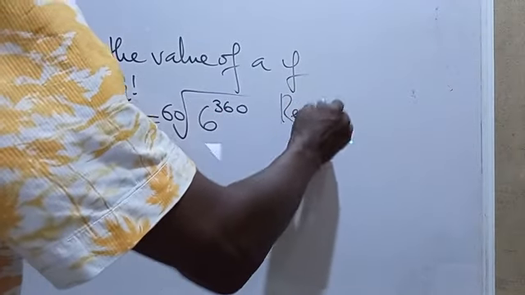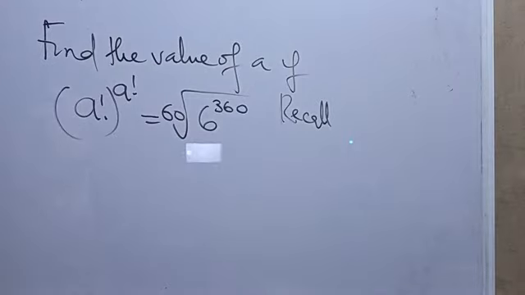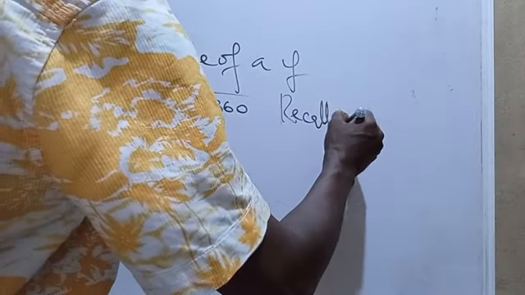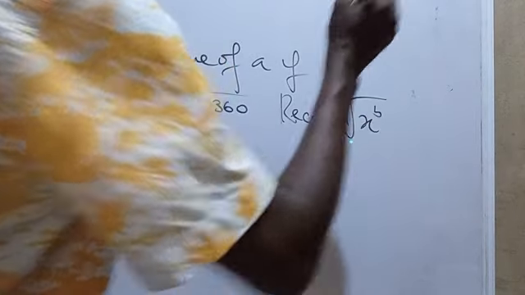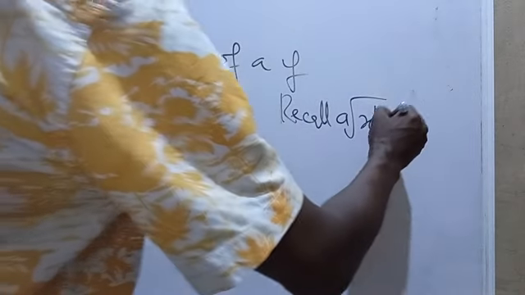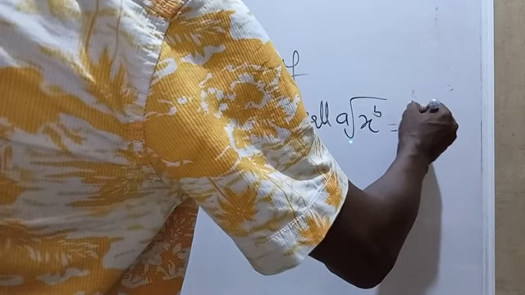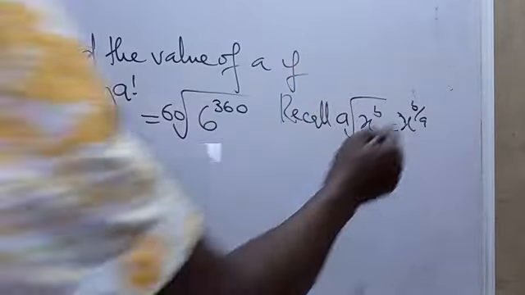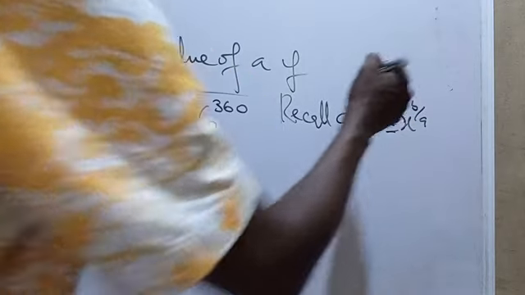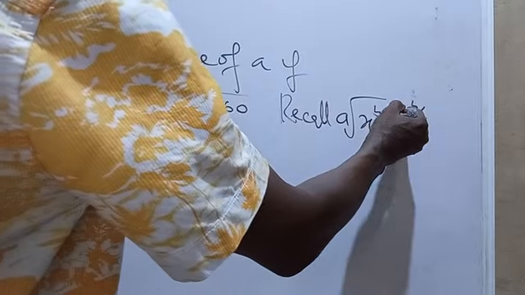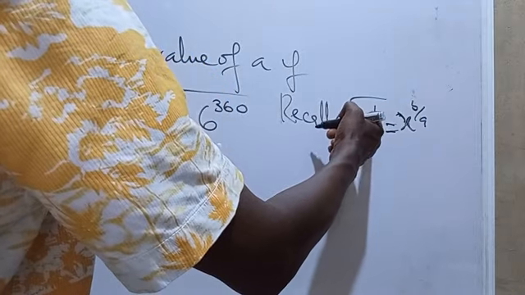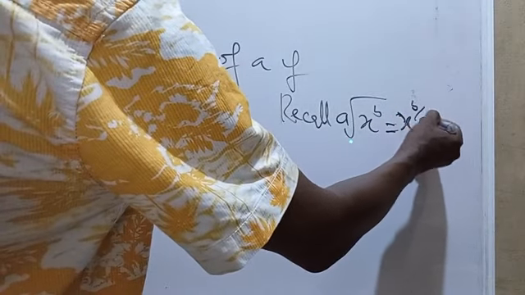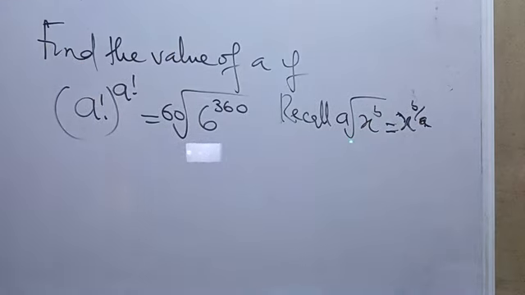We recall that according to the law of indices and roots, if I have the a-th root of x raised by b, we can have it as x raised by b all over a. I hope you remember that. According to the law of indices, this root can be written as the base, then the power, the exponent, and this root will now be the denominator of the fractional exponent.